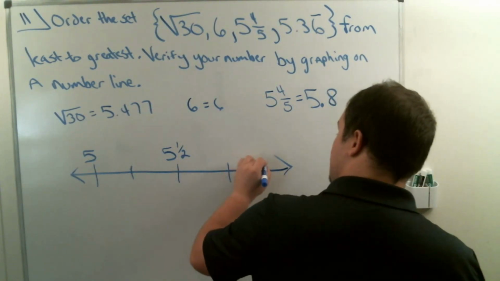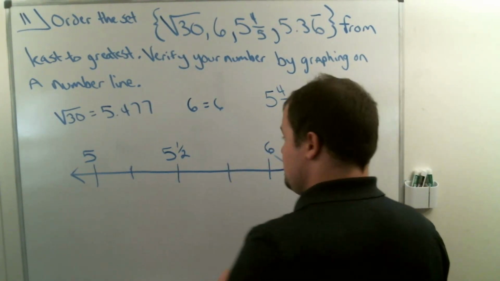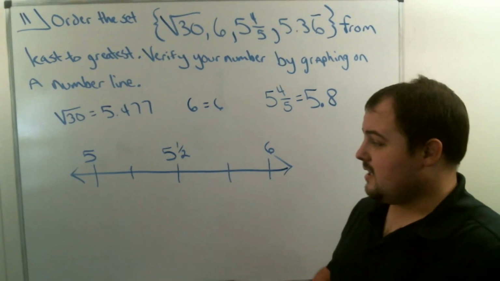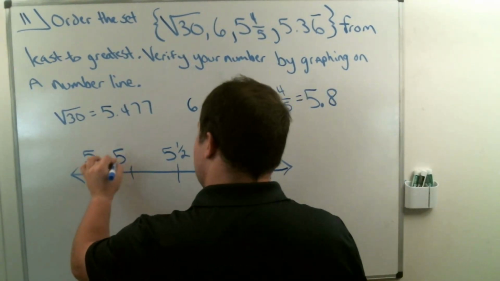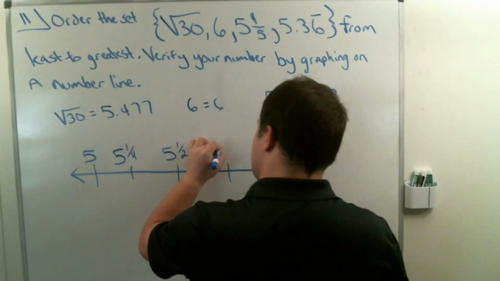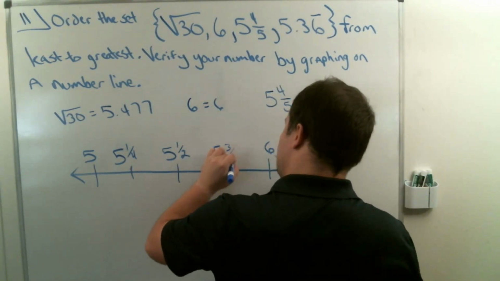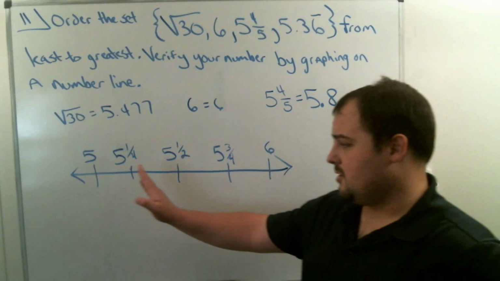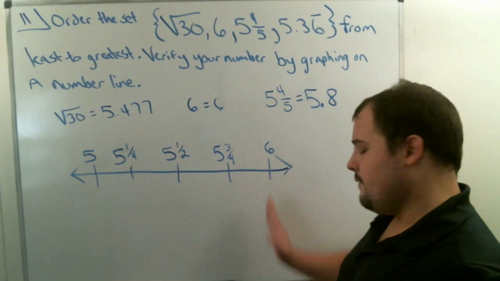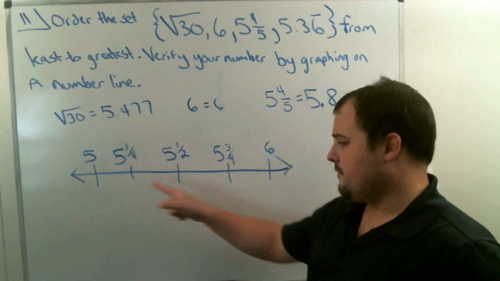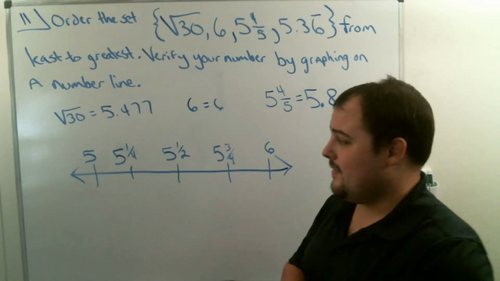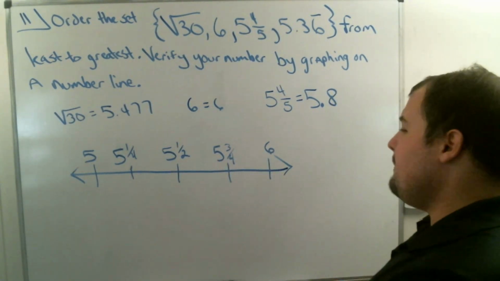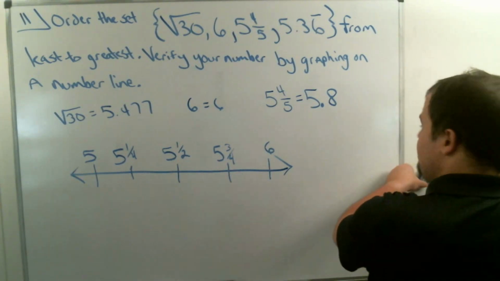This is 5 3/4, and this would be 6. So what I did was I marked based on quarters. This is 5 1/4. This would be 5 3/4. Because I separated this into 1, 2, 3, 4 pieces. So there's 4 different spots on my number line. Now, all we gotta do is plot these numbers somewhere about where we believe they should be.